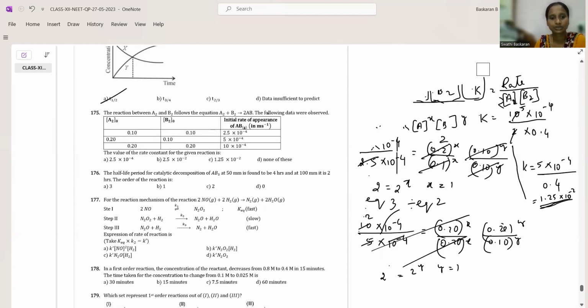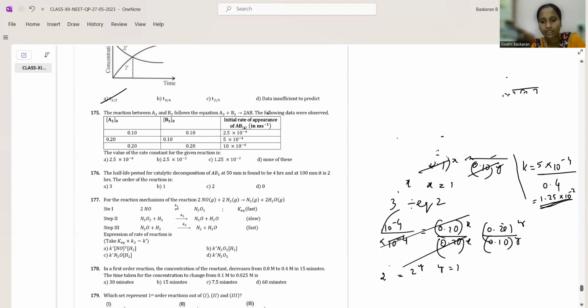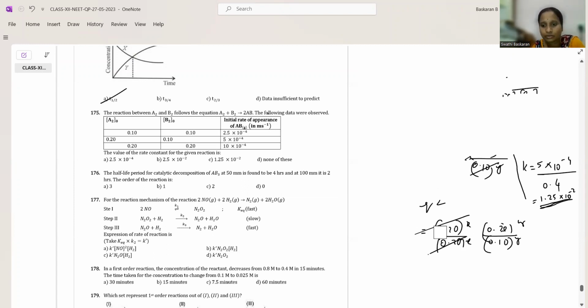So the next question is once again simple, based on the T half, the nth order T half, right? So what is the question asked? Just have a look at the question quickly. We will be solving that question too. Now what is this question, my dear students?